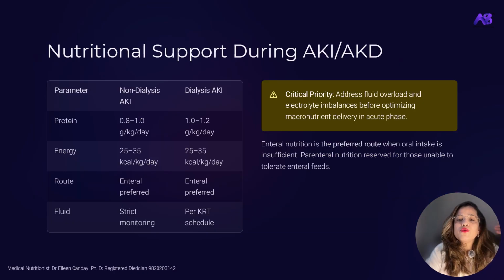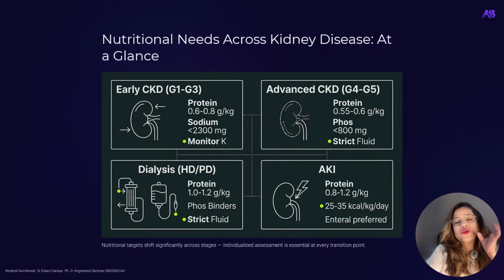Also, with nutrition support during AKD and AKI, that is non-dialysis, you start with a low protein, 0.8. Sometimes, based on the patient's need, the severity of the disease and the malnutrition status, you can go up to 1 gram as well. But if this patient, even in an AKI, is on dialysis, you need to give higher protein. So 1 to 1.2 grams is required. At the same time, remember, do not compromise on the total energy that you are giving to the patient.